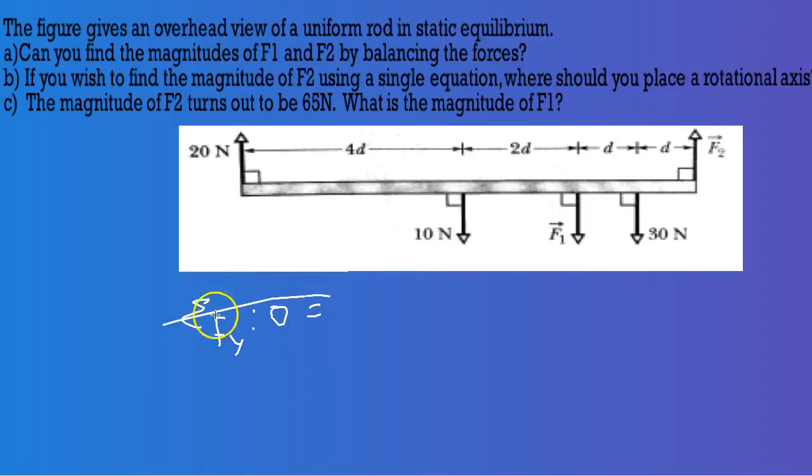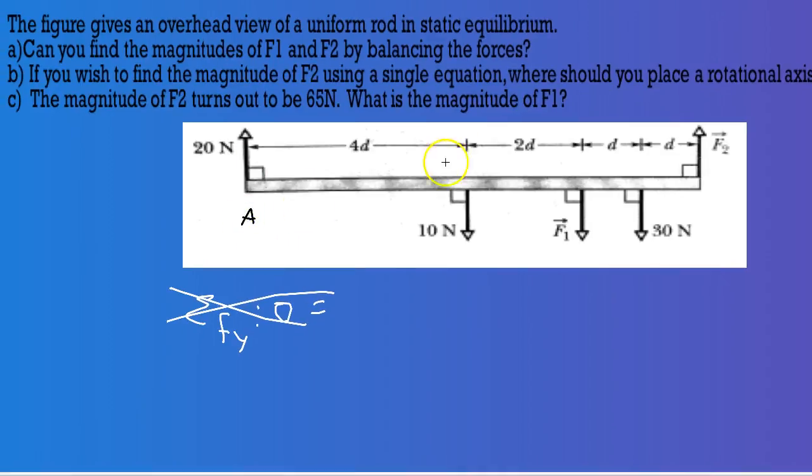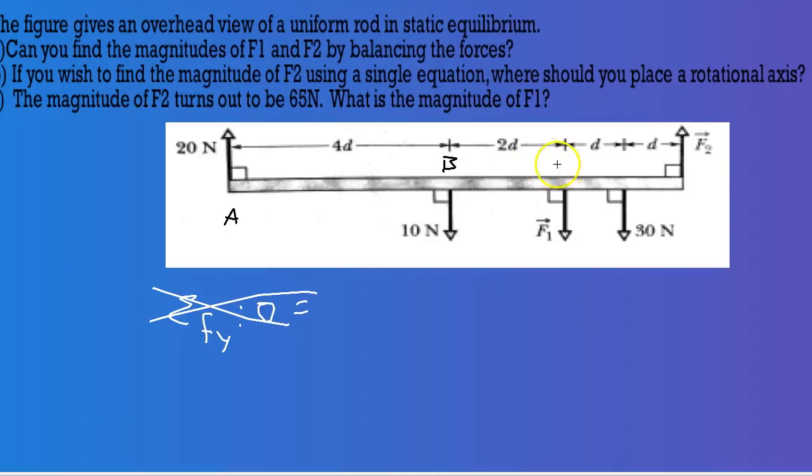The second question I have is, if we are going to do this, we want to find the strength of F2. If we want to use just one equation to find the strength of F2, where should we put our axis of rotation? I'll give you some options. You can choose A, B, C, D, or E. Which of these 5 options is the best if you wanted to find the magnitude of F2 just using one equation?